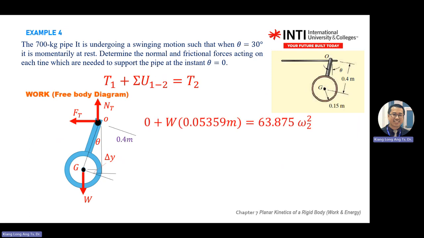Put it into the equation. P1 is 0, work is only done by W, and it is moving down because here to here is moved down. The distance is down, W is down, so positive work. Equal to T2, we already found what your T2 is. So there's only one omega there. Okay. One omega there. Omega 2 equal to 2.4 radians per second.